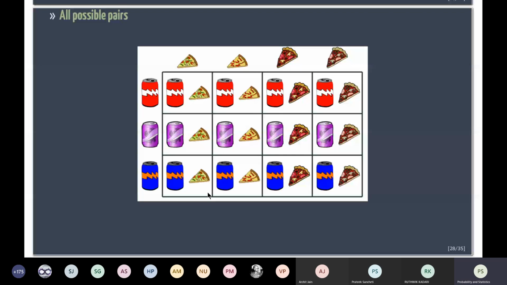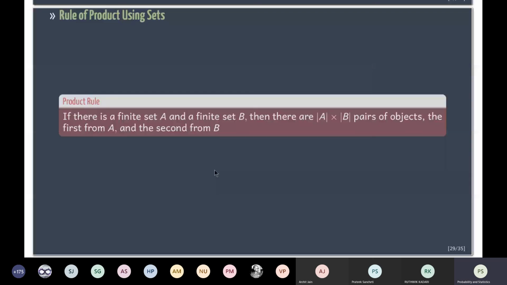We can write this product rule using set theory again. If there is a finite set A and a finite set B, then there are cardinality of A times cardinality of B pairs of objects, the first from A and the second from B. That's the product rule in terms of sets.